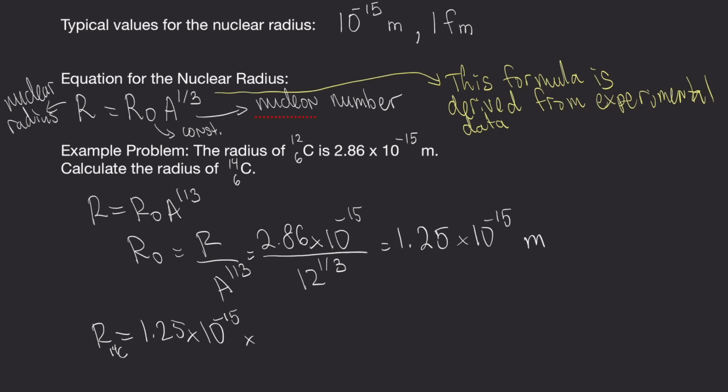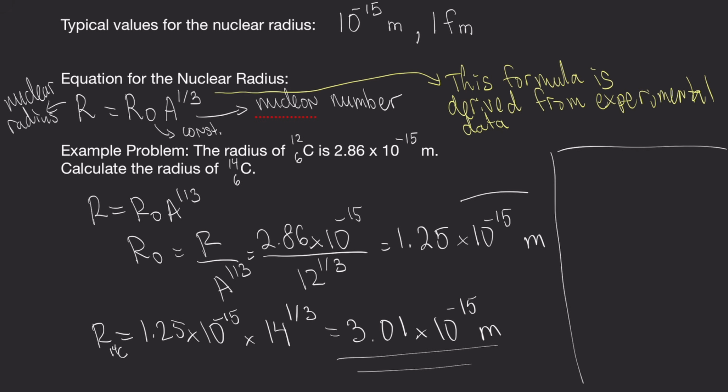Multiply this by A, which for carbon-14 is now going to be 14 raised to the power of a third. And this here will give us 3.01 times 10 to the power of minus 15 meters. Please note that this constant here, R0, is a really good estimate for the radius of hydrogen-1. When the nucleon number A is simply equal to 1, then R is equal to R0, which is about this value here, which is the radius of hydrogen.